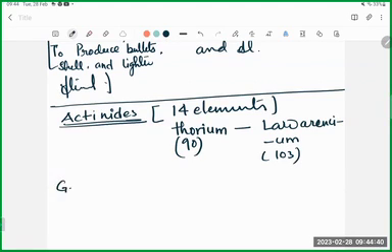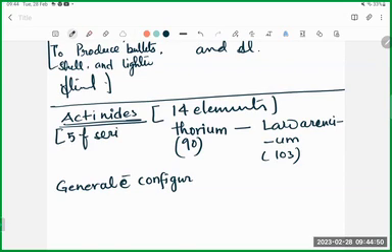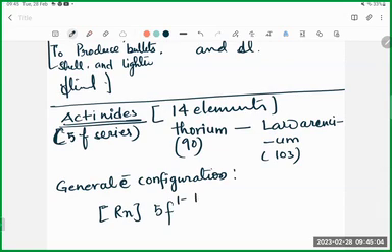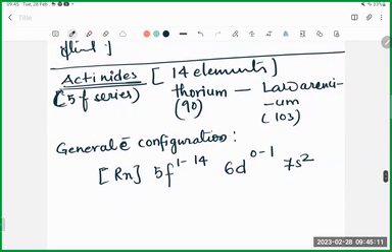Now what is the general electronic configuration for this series? They are called the 5f series, right? We have found that also, how to get the 5f series. Radon is the noble gas present before this group. So we'll write that 5f, 1 to 14 electrons, and then 6d, 0 to 1, and 7s2. This is the general electronic configuration followed from thorium to lawrencium.